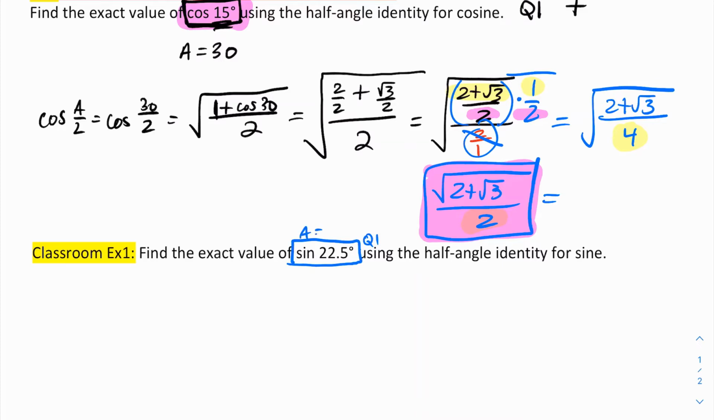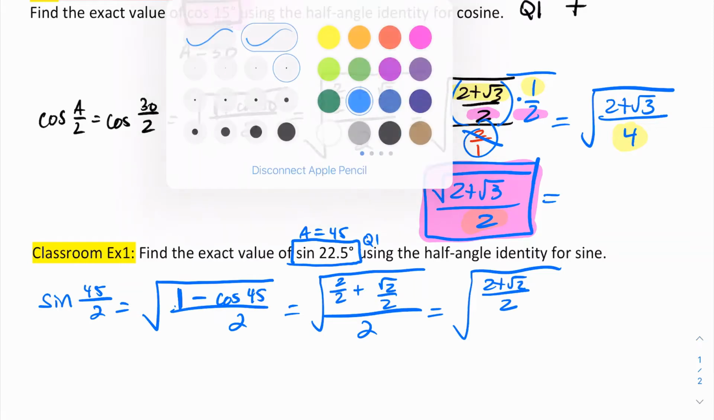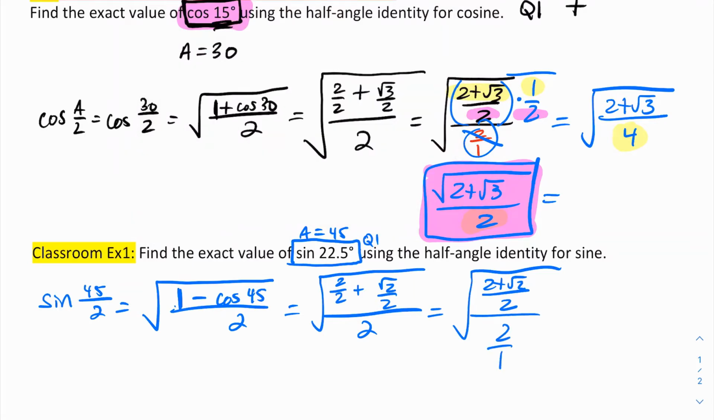All right, so A is twice 22.5, which is 45. So you're going to have sine of 45 over 2, which is the square root of 1 minus cosine of 45 over 2, which is, remember I told you for the 1, you're going to make that a 2 over 2, minus radical 2 over 2, the whole thing over 2. We'll combine everything at the top, 2 minus radical 2 over 2, and then dividing by 2 is the same thing as multiplying by the reciprocal.